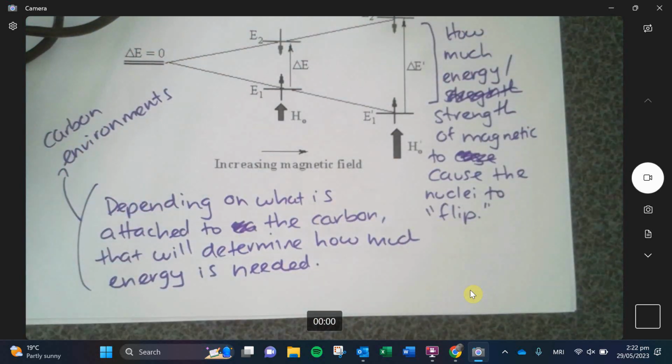If you remember what we were talking about last week, if the molecule is symmetrical, we have fewer carbon environments because they have the exact same list of stuff attached to it. So when it goes into this machine, both of those carbons in a symmetrical molecule are going to need the same energy because they have the exact same list. I'll leave that up for a second for you guys to copy that down.